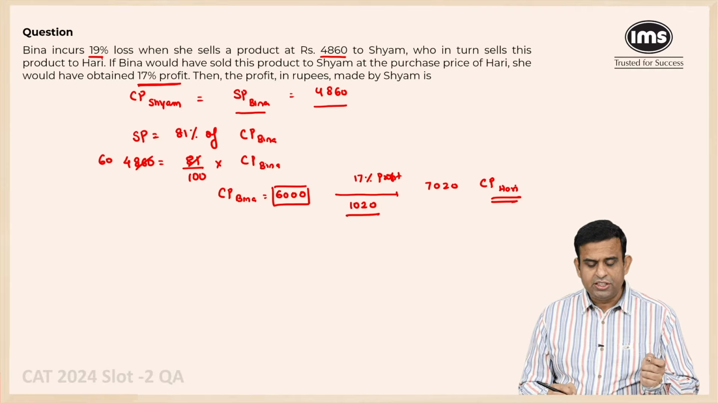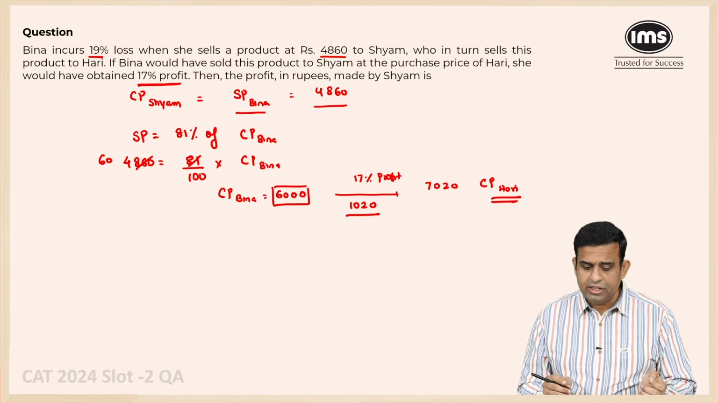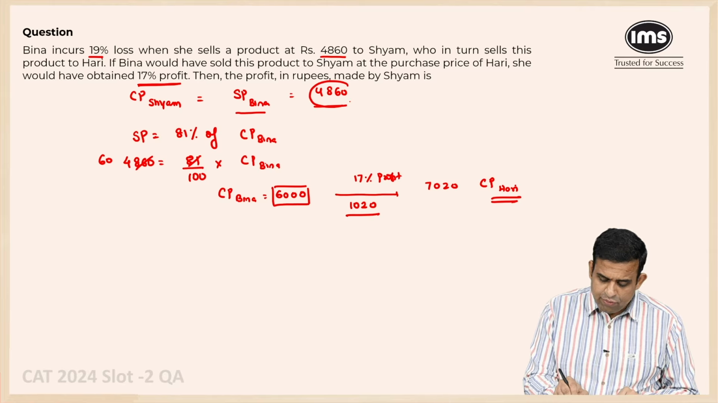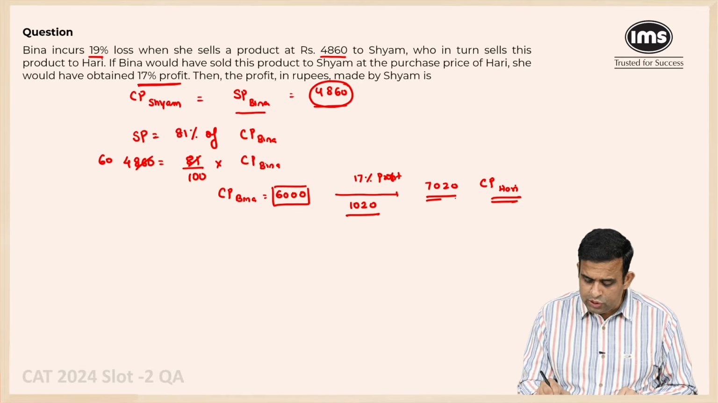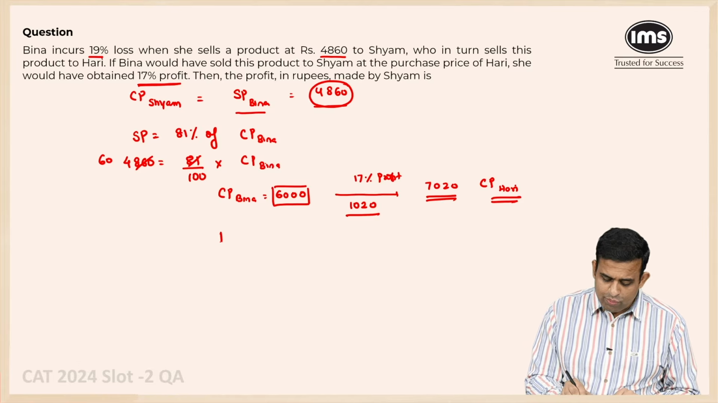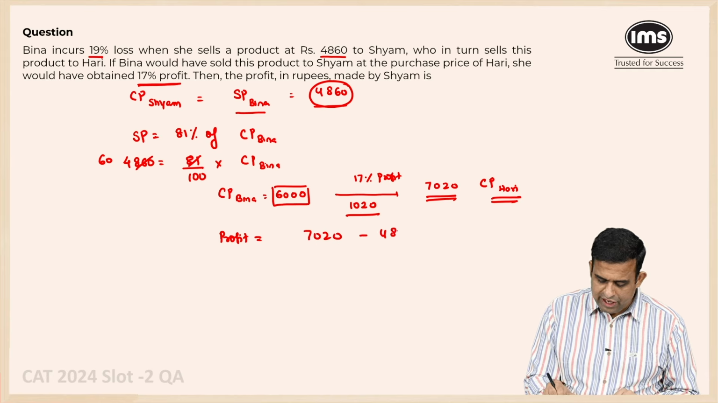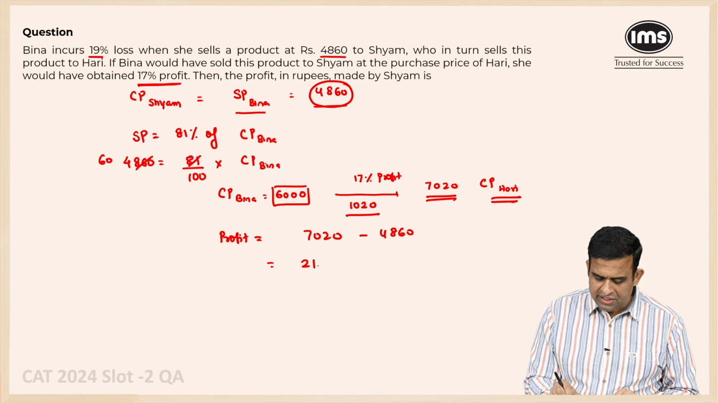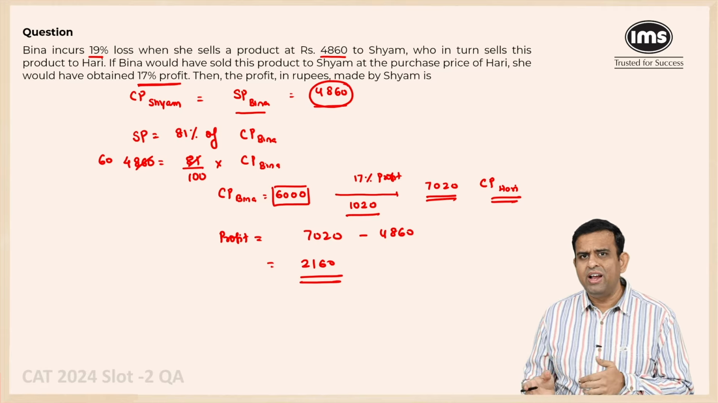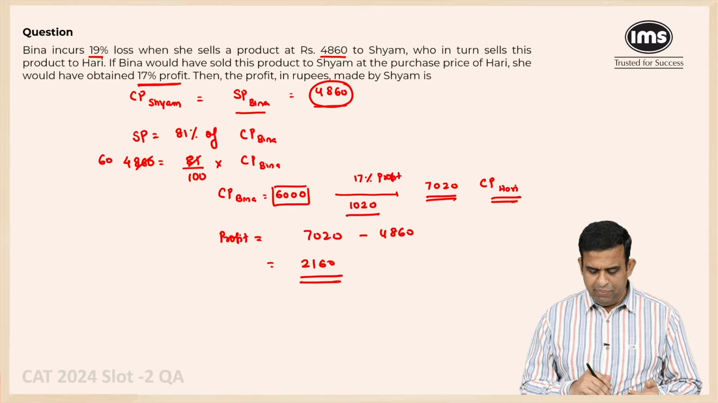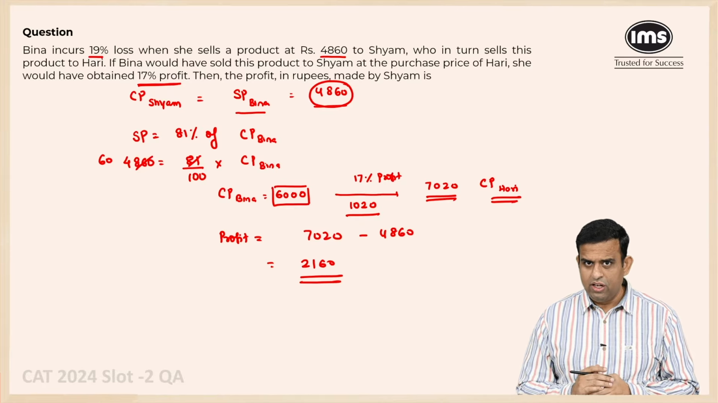And the question says, find the profit in rupees made by Shyam. So understand, Shyam purchased it for 4860 and is selling to Hari at, let's say, 7020. So the amount of profit made is nothing but 7020 minus 4860, and this equals 2160. A slightly longer route, we were finding out the cost price of Beena, and then cost price of Hari, and so on like this.